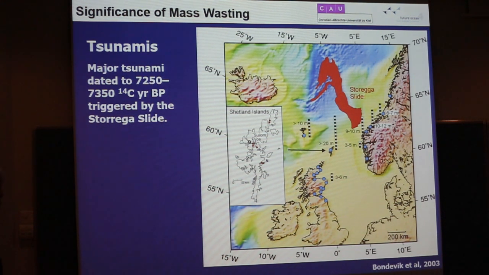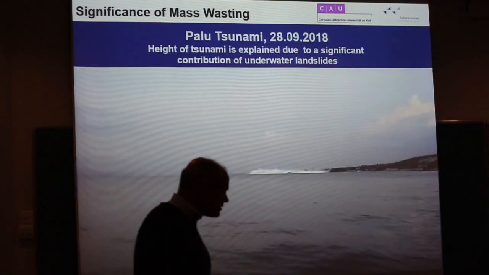It's a pretty old example. There are more recent examples, and maybe the most recent example is the Palu tsunami.